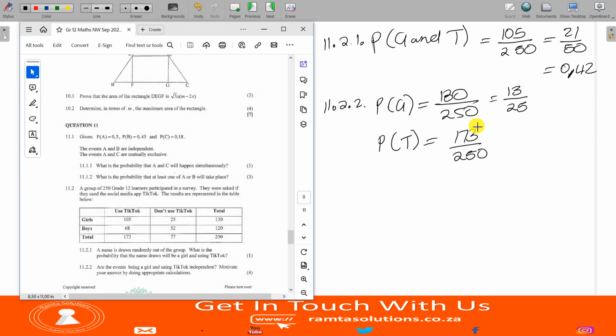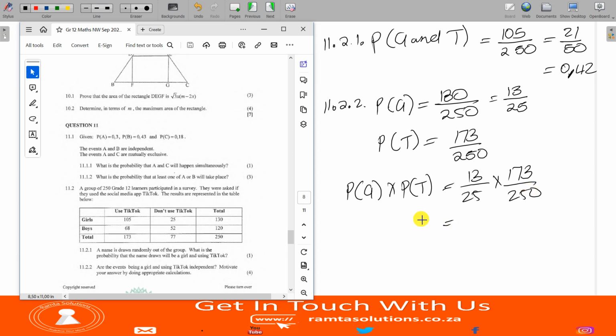Okay, so now, let's see. What is the probability that you are a girl? The probability of a girl multiplied by the probability of using TikTok. It is 13 over 25 multiplied by 173 over 250. What is this?